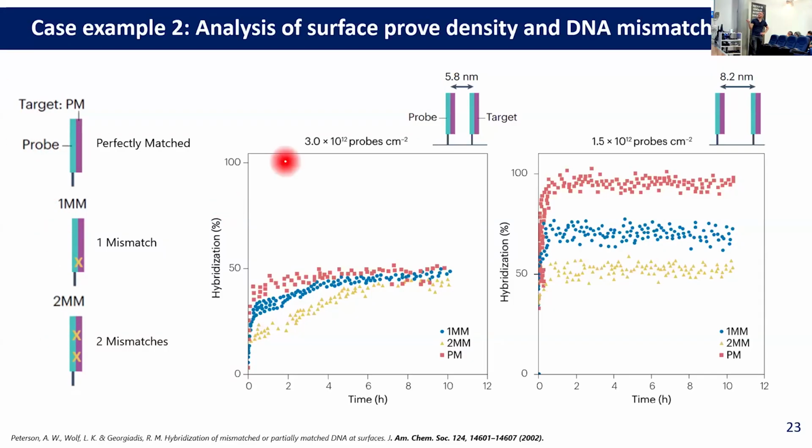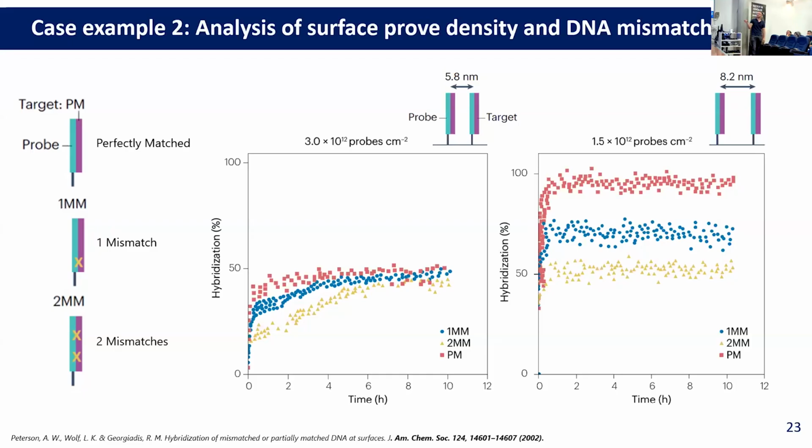And they attached them into different configurations. One which was much denser, and the other was less dense. In here the probes were 6 nanometers apart, and in here were 8. And then they wanted to analyze if sequences with perfect matches of DNA have higher affinity than samples with 1 mismatch or 2 mismatches in the base of these oligonucleotides.